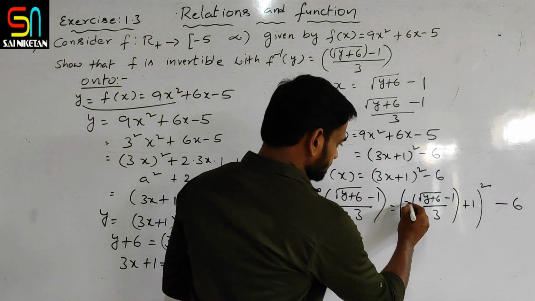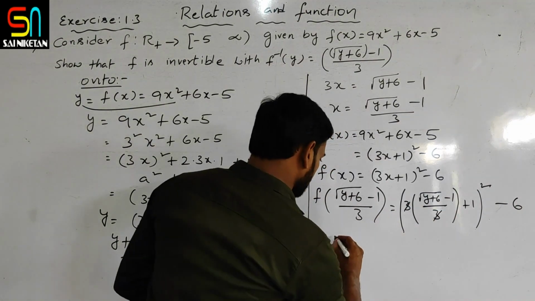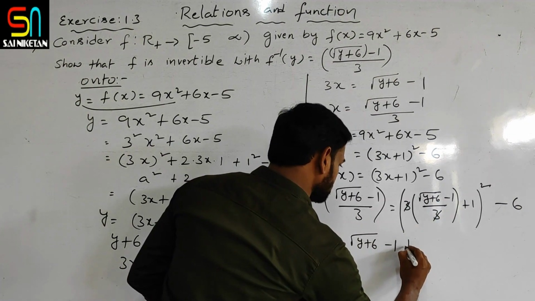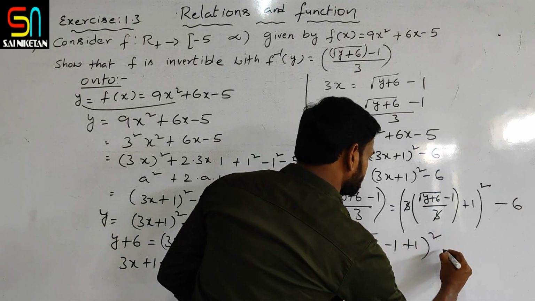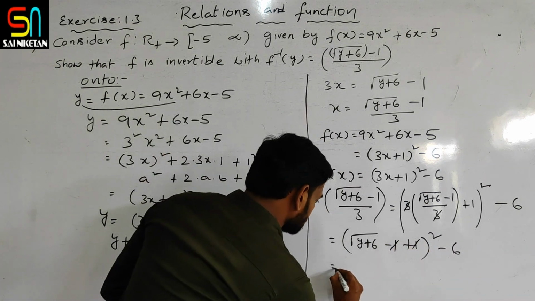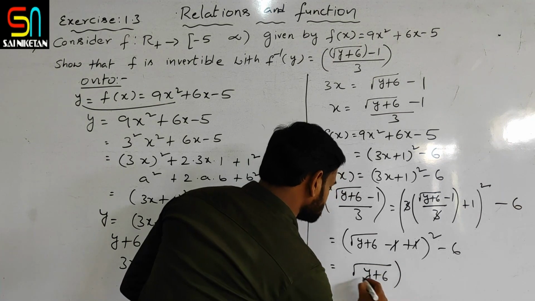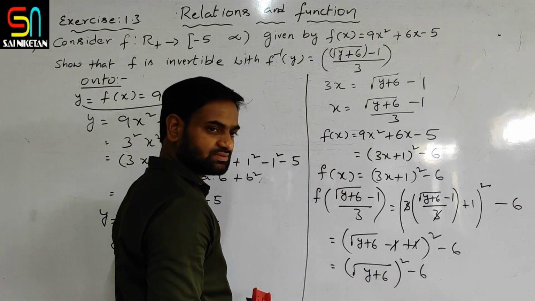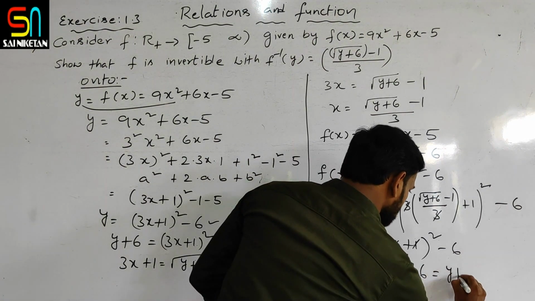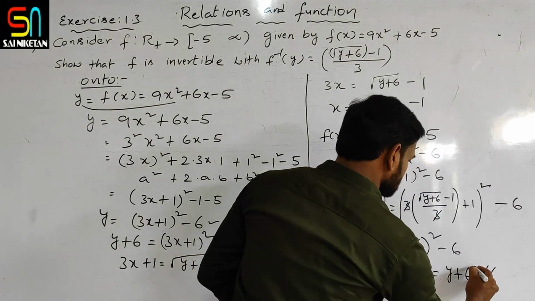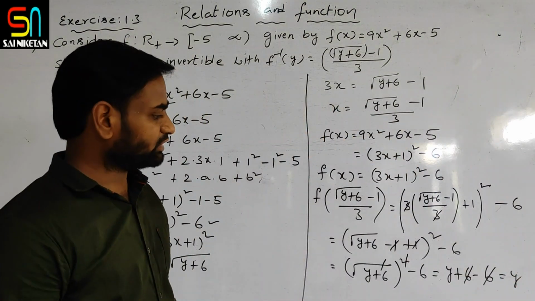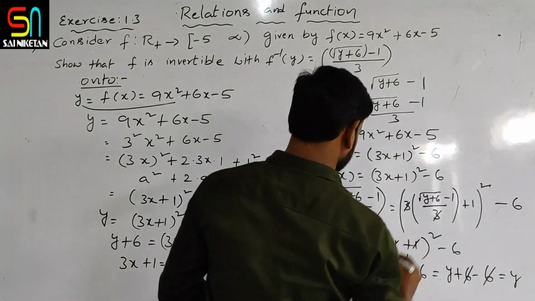Now see here. Here 3 gets cancelled. Now what remains is root of y plus 6 minus 1. Here it is plus 1, whole square minus 6. Minus 1 plus 1 cancel. Now it is root of y plus 6 whole square minus 6. Root and square get cancelled. Now remaining is y plus 6 minus 6. 6 gets cancelled. Answer is y.